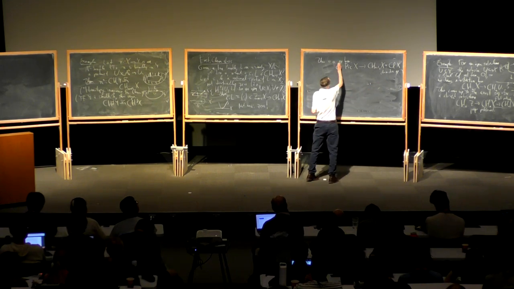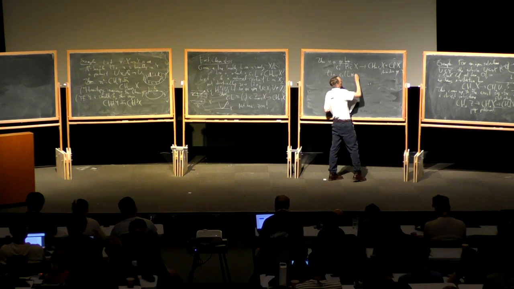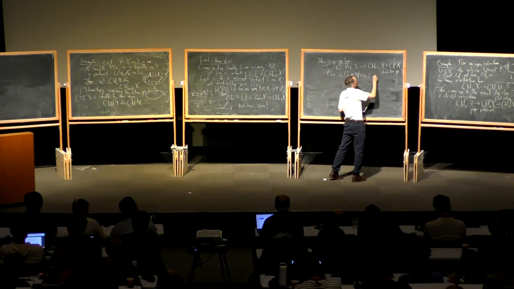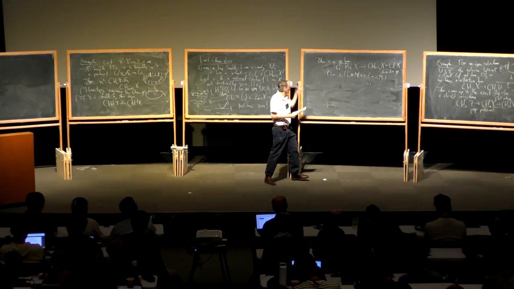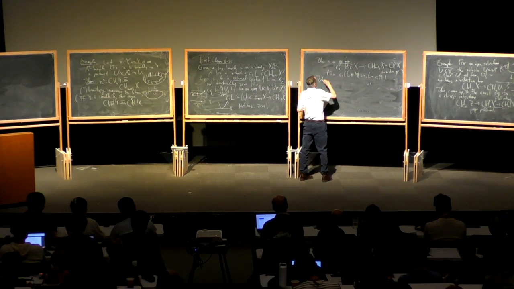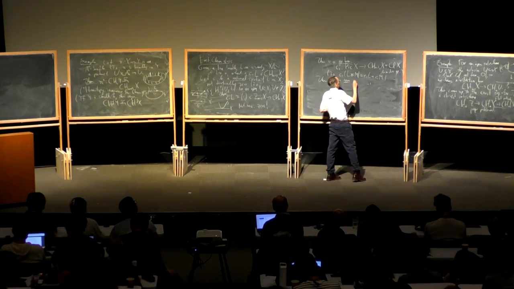So I'm saying that this is a group homomorphism, i.e., just to spell that out, the first Chern class of a tensor product of line bundles is the sum, as in topology. And finally, I want to say that C1 is an isomorphism if X is smooth.